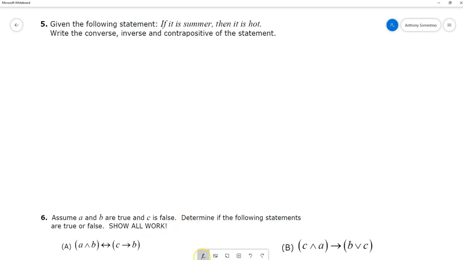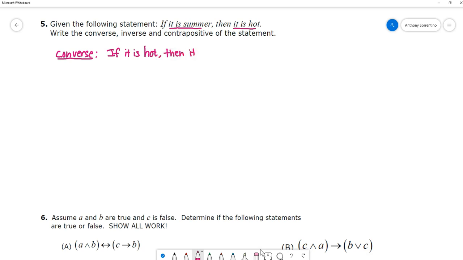For number 5, you're asked to write a converse, inverse, and contrapositive of the statement: if it is summer, then it is hot. For the converse, you merely switch the if and then portions. So for the converse, I'm going to have: if it is hot, then it is summer.